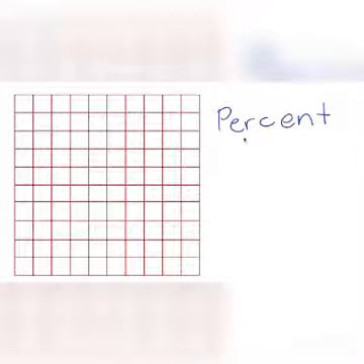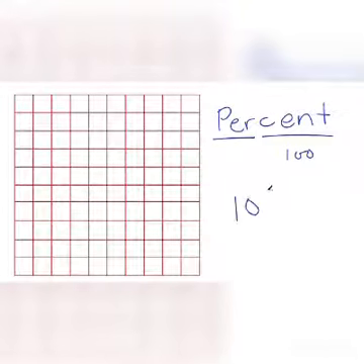Percent is a word that literally has two parts to it. Per means out of, and cent means 100. So out of 100. Here's a box that's been divided into 100 parts. We could say that 10%, this is the symbol for percent, a little circle with a line and another circle.